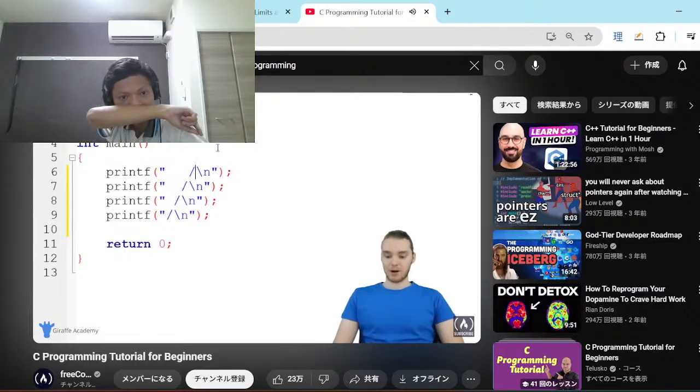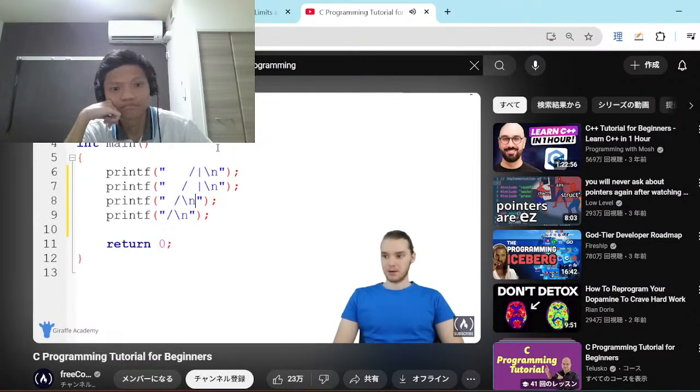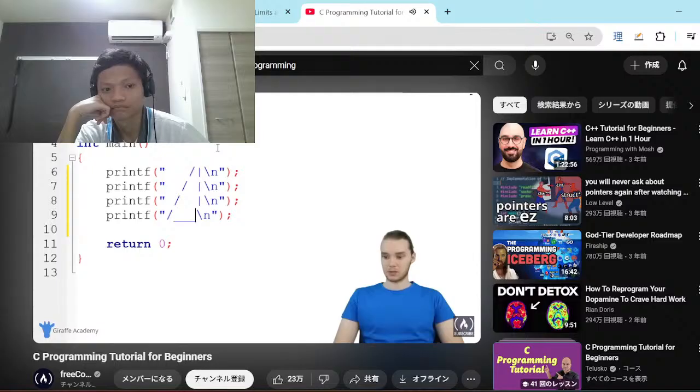Now I'm going to draw vertical bars going all the way down. So I'm going to put one here, one here, one here, and finally, why don't we draw some underscores, and then we'll put one. So I'm basically drawing out a little triangle shape. And these \n's are just printing out a new line. So anytime I print this, it's going to move onto a new line. So it'll print this one out on the line below.